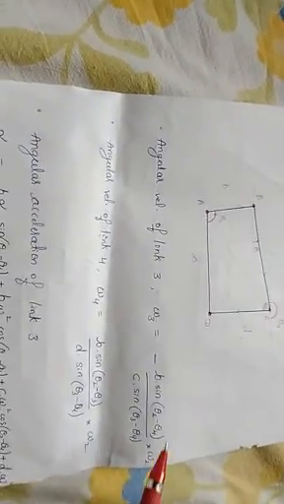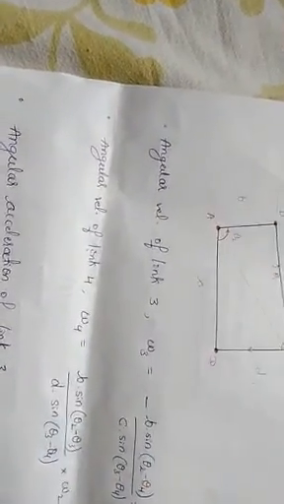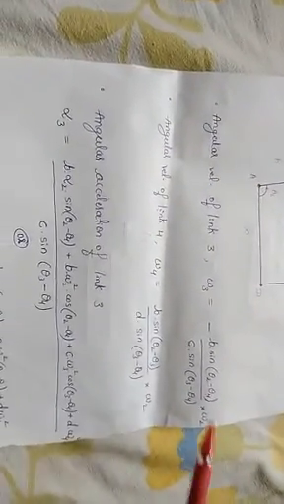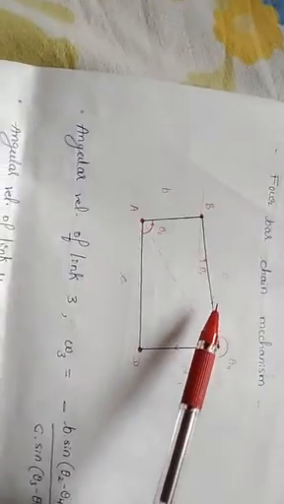Next, sine of theta 2 minus theta 4. Theta 2, this is theta 4. C means the length of this third link, and omega 2 means the angular velocity of the second link. So this is the formula to find the angular velocity of link 3, that is C.